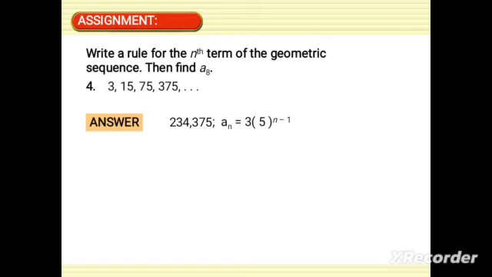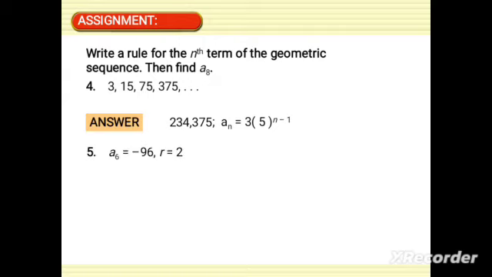But the nth term will be 3 times 5, of course, 5 is the value of r and 3 is the first term, raised to power n minus 1. Of course, for the eighth term, where there is n, you substitute with 8. Then you'll get that answer there.